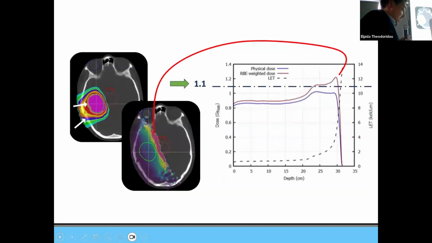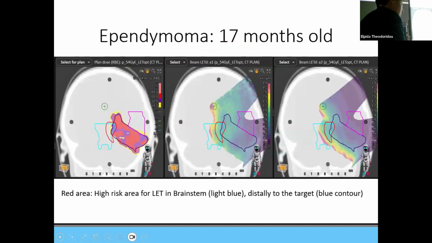The last argument is the RBE. In the treatment planning system the RBE is a homogeneous 1.1, but this is not true because it is dependent on the LET. At the distal part of the range, the LET is higher and the RBE is higher. So what we have to avoid is putting all the beams with the distal edge into a very important organ at risk, for example the brainstem in this case. This is something to avoid if possible, but it's not always possible.